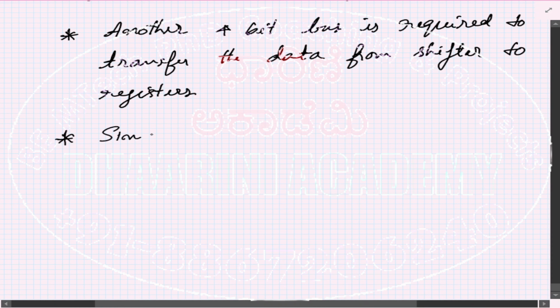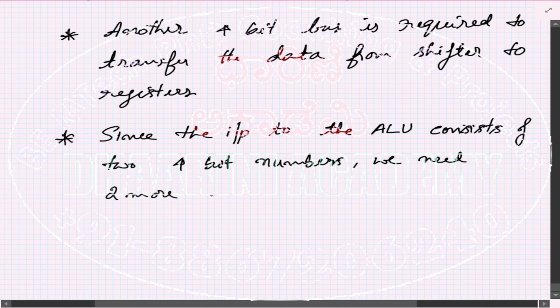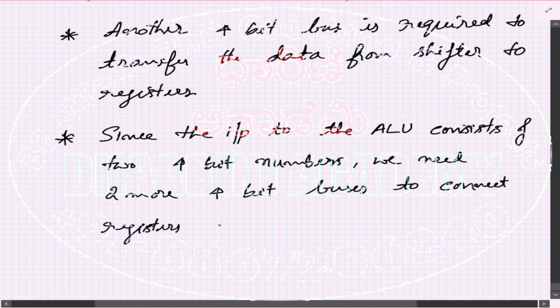Okay, so since the input to the ALU consists of 2 4-bit numbers, we need 2 more 4-bit buses to connect registers to ALU.